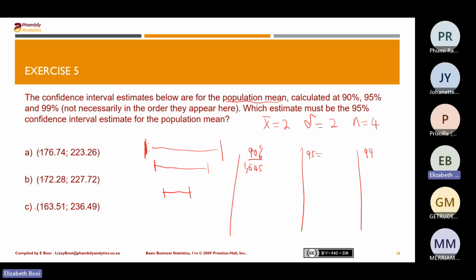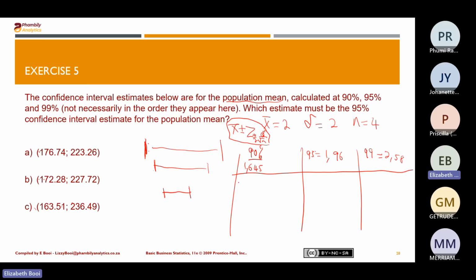Then for a 95%, it will be 1.96, and for a 99%, it will be 2.58, right? So those are my critical values. Let's go and calculate. We're going to use the formula: x̄ plus or minus the Z critical value times the population standard deviation divided by the square root of n. That is the formula we are using for all of them, so that I can build it up from there. I'm going to show you an example, and then transfer those values onto here.